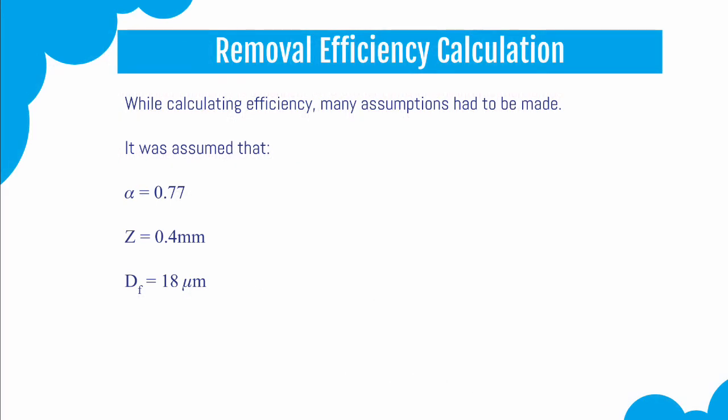While calculating the removal efficiency for our baghouse filtration system, many assumptions had to be made due to the lack of information. It was assumed that the solid volume fraction, alpha, was 0.77, the filter thickness, Z, was 0.4 millimeters, and the fiber diameter, dF, was 18 micrometers. The usual range for fiber diameter is 12 to 25 micrometers, so this is a valid assumption.